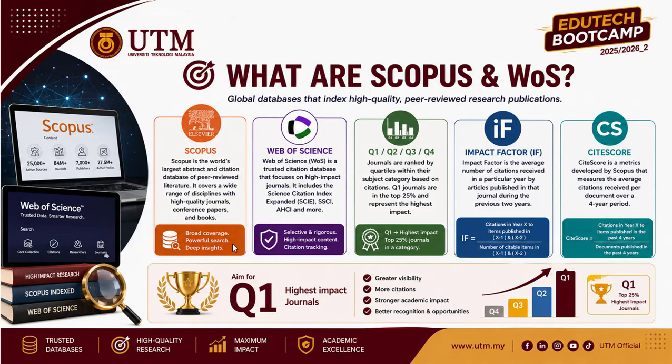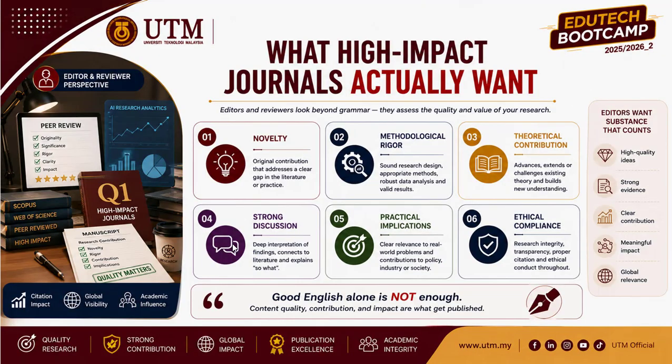This is very important. Now, what do high impact factor journals actually want? When we write or edit papers, we check the novelty, whether it's an original contribution that clears a gap in the literature or practice or not. This is very important when you select. For example, if your choice is to publish in Web of Science, then the first thing is your novelty. There should be an original contribution with a clear research gap.